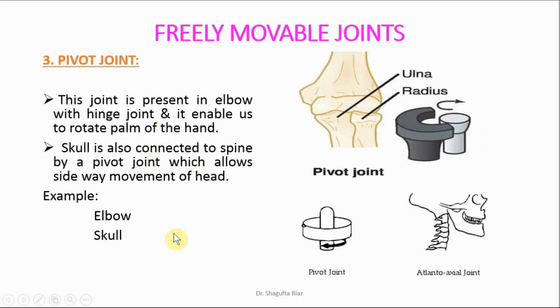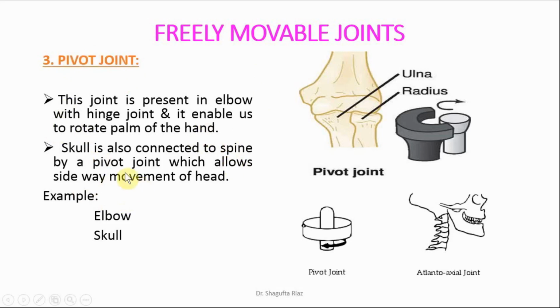In addition to the hinge joint, our elbow also has a pivot joint. This pivot joint enables us to rotate the palm of the hand. This joint is present only in the elbow and skull. It is not present in the knee joint. That's why you cannot move your foot upside down, but you can move your hand upside down very easily. This is because of the presence of the pivot joint.